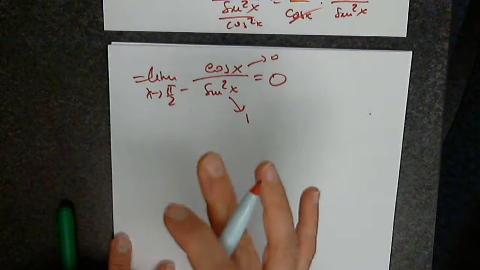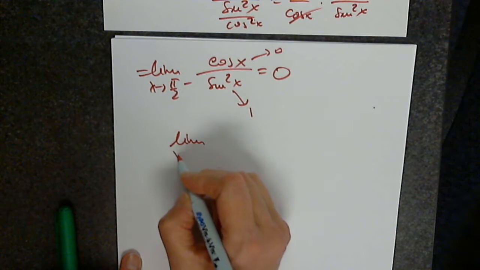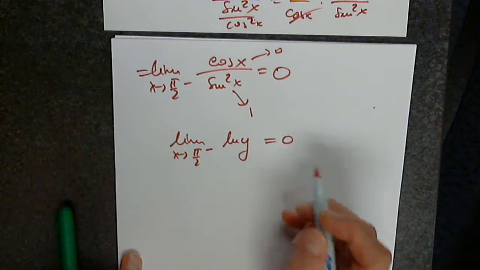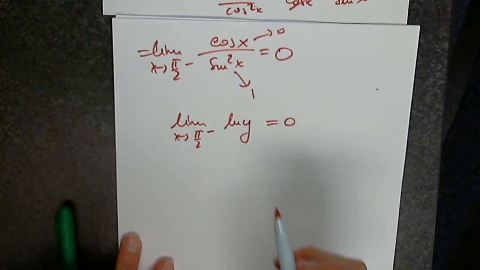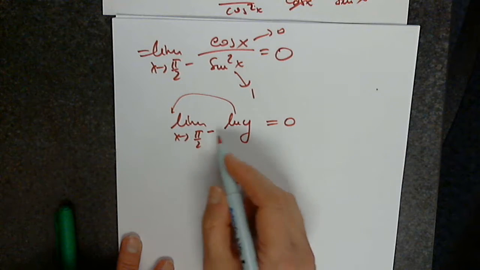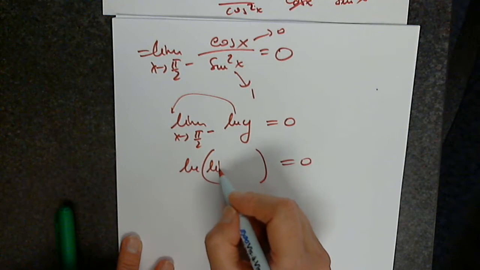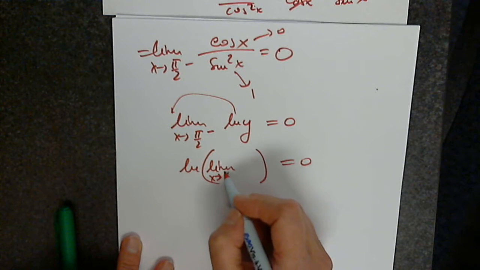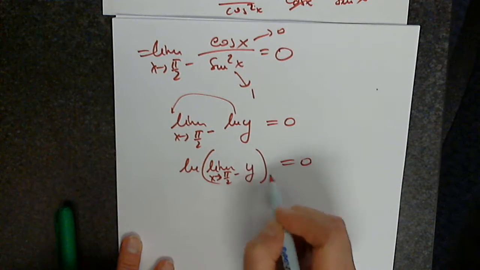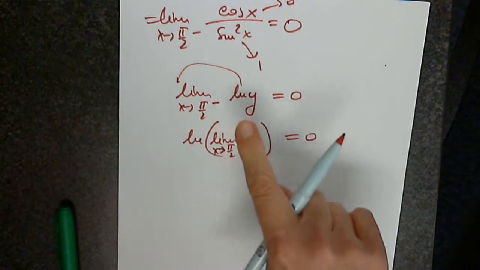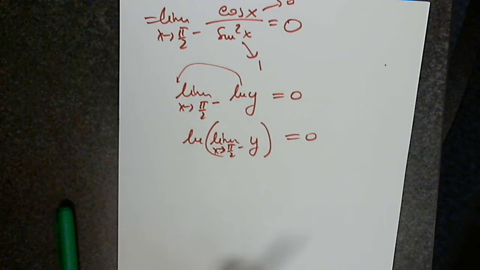So now I'll write the beginning, which was the limit as x approaches pi over 2 from the left of natural log y, and the end. I will swap the limit operator with the natural log. So natural log of the limit as x approaches pi over 2 from the left of y. But I know what this should be, so that natural log of this number is 0.